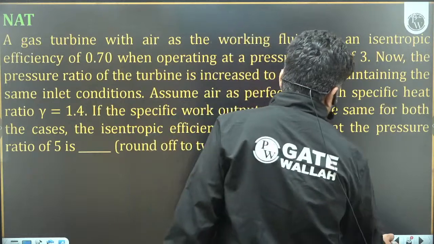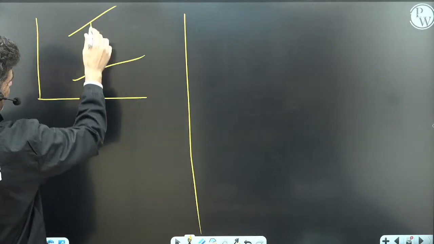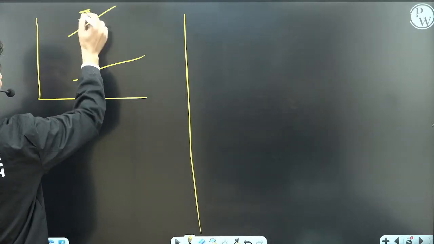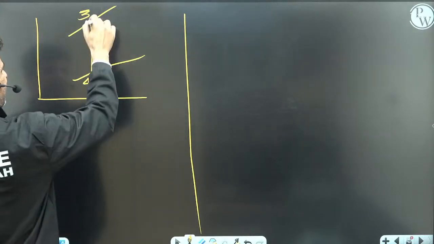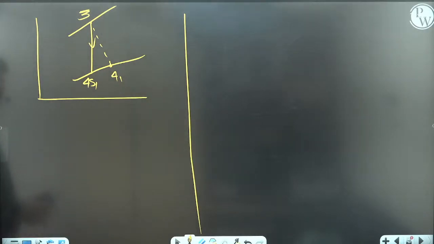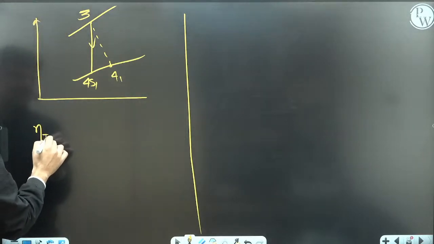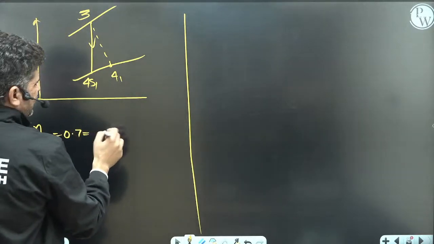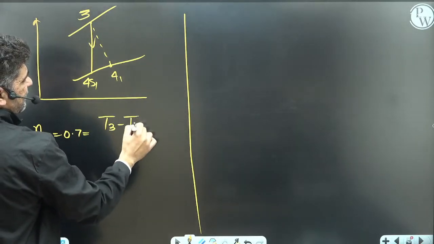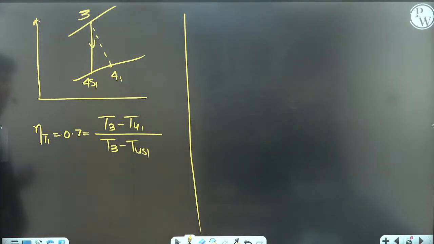See, what he is saying is, let's say there are two cycles. He has done a modification in one of the cycles. So he says in the first cycle the pressure ratio is 3. So you are coming from, let's say, location 3, and this is 4s1, and from here you are coming to location 4-1. This is the first case, and he says the isentropic efficiency of turbine 1 is 0.7 in the first case. So 0.7 is (T3 minus T41) divided by (T3 minus T4S1). So this is what is η_T1.